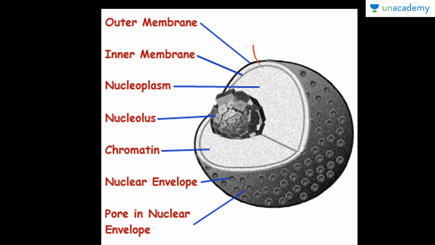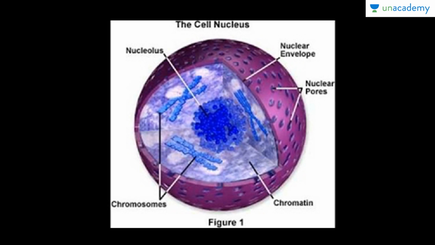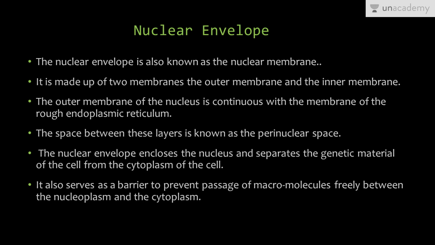So we have the outer membrane, we have the inner membrane, then we have this nucleoplasm, which is similar to the cytoplasm of the cell. We have a nucleolus, which is present right in the center of the nucleus. Then we have some chromatin material right here. Then we also have a nuclear envelope, or the nuclear cover, and then we also have some pores in the nuclear envelope. So this is another structure which is more clear. You can see the chromosomes also. You can see some chromatin material. You can see the nuclear pores. The nuclear envelope is clearly visible, and the nucleolus is right in the center.